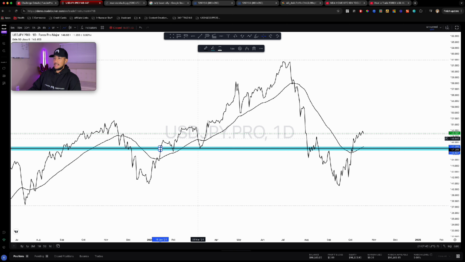Basically price comes down to this area multiple times. So right here, right here, right here, a lot of consolidation right there. So I look for 3 bounces on a support, and that's a confirmation.